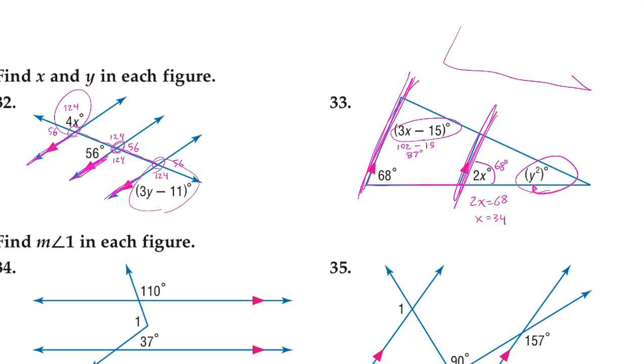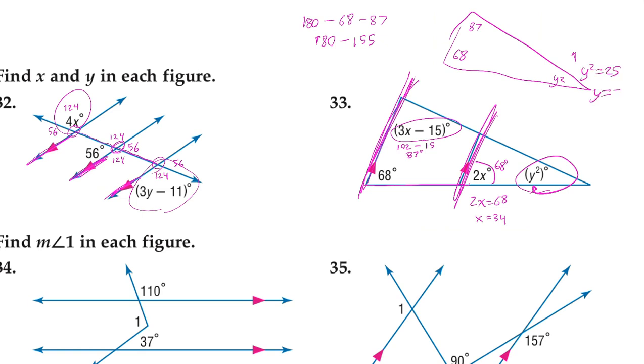Well, we have a triangle. And in this triangle, we have an 87, we have a 68, and then we have a y squared. So you could write an equation, but I think better is just going, well, what is y squared? So 180 minus 68 minus 87. So that's 180 minus 155. So that leaves us with 25. So now we just have this last angle, y squared is 25.